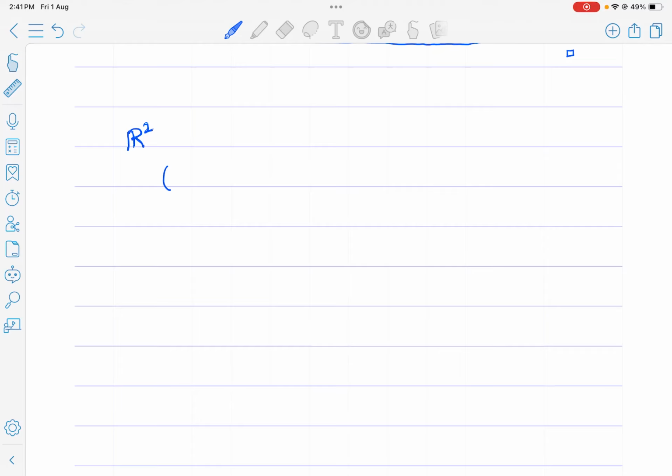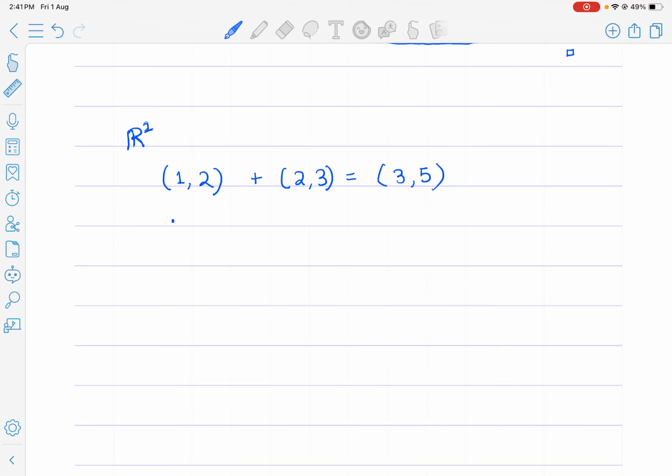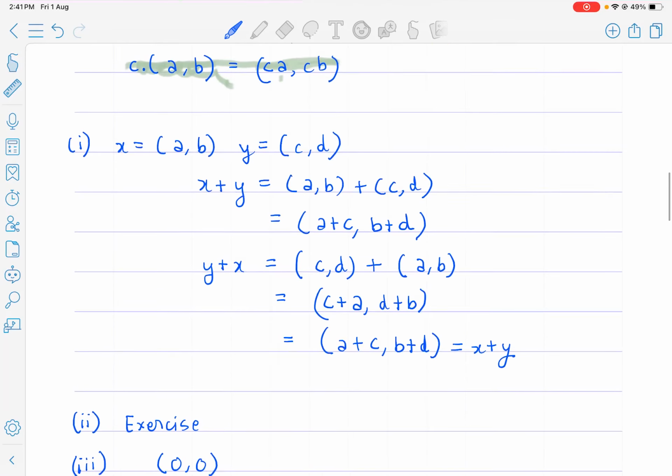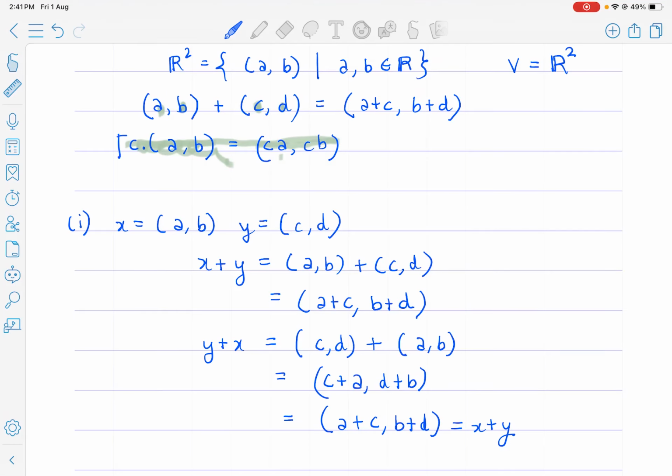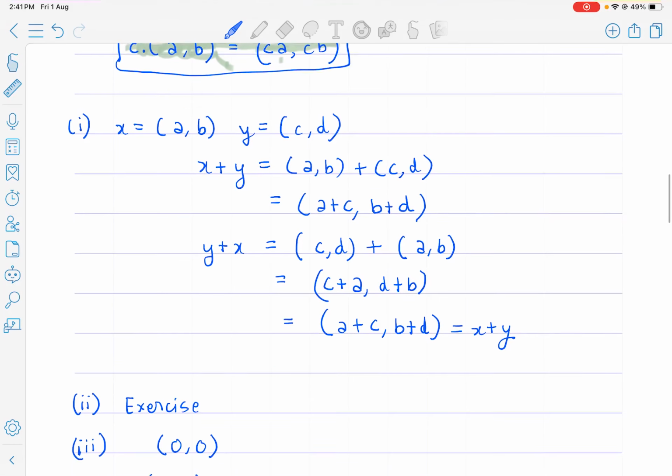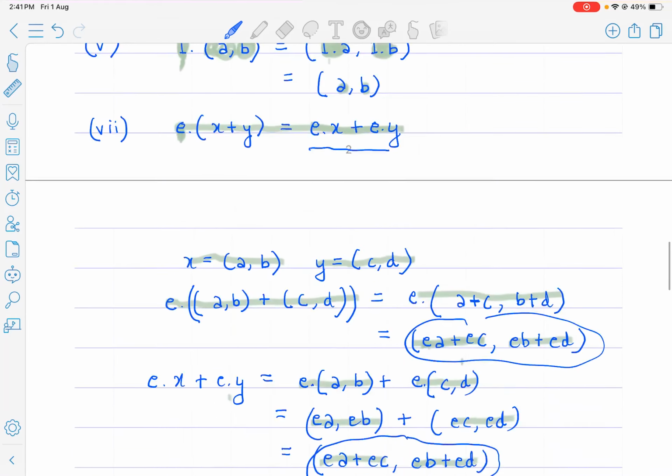In R2, the addition is acting like this. Let's say this is one element and this is another element. So this is our addition: 1 plus 2 is 3, 2 plus 3 is 5. And how is the scalar, that dot thing, working? This is acting like this. Let's say 2 dot this element, then this is 4 and this is 2 into 3, 6. So this is our dot. Now I already verified how the 8 axioms are holding true.